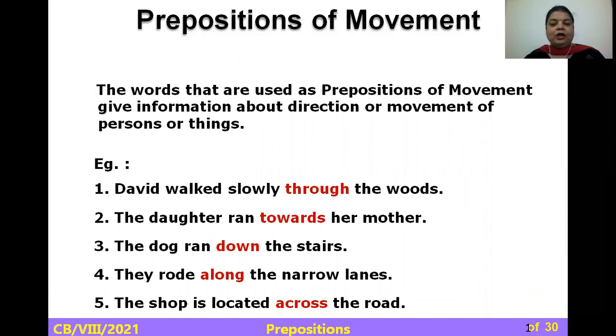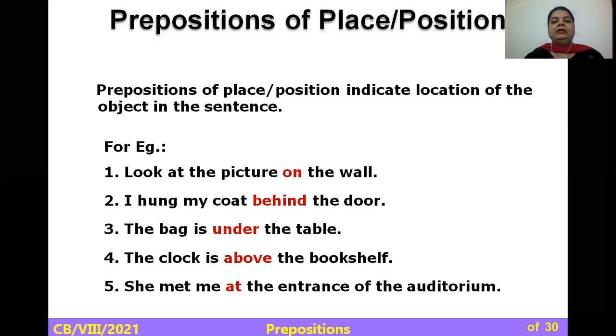The daughter ran towards her mother. The dog ran down the stairs. They rode along the narrow lanes. The shop is located across the road. The words through, towards, down, along, and across give information about direction or movement of persons or things in these sentences. The next classification is prepositions of place or position.